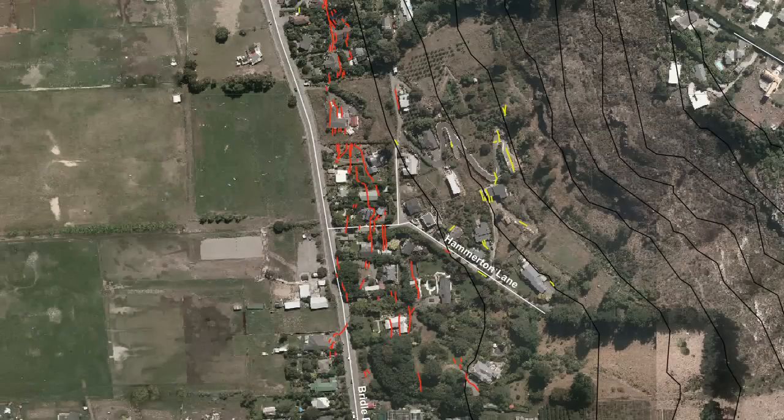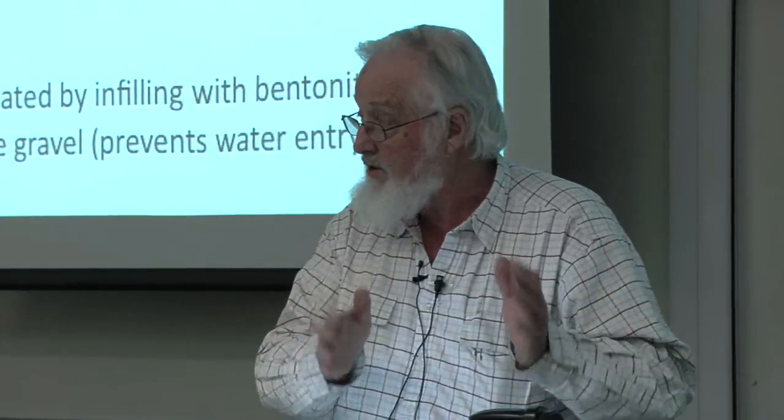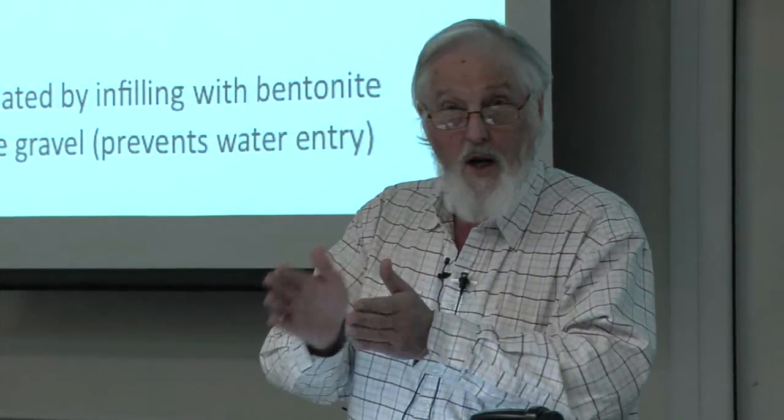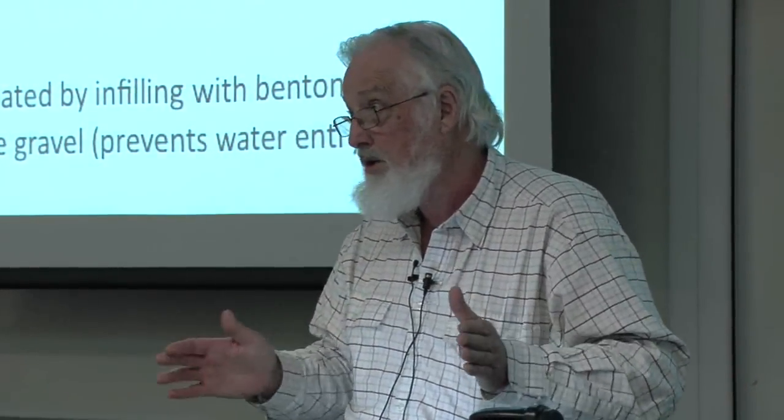Linear features. They were interpreted by some early on as indicating major landslides. EQC have investigated them, or some of them, as though they were landslides. But the reality is that this is fissuring, and Marlene addressed that by describing the low tensile strength of the loess.